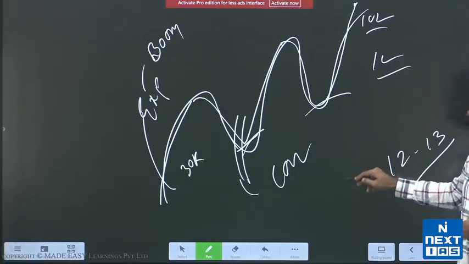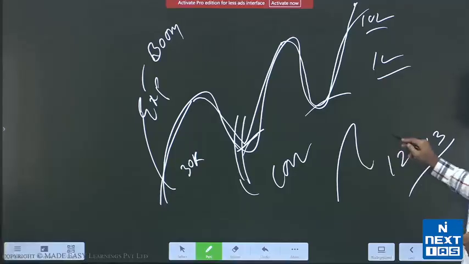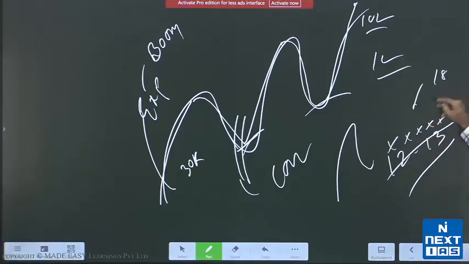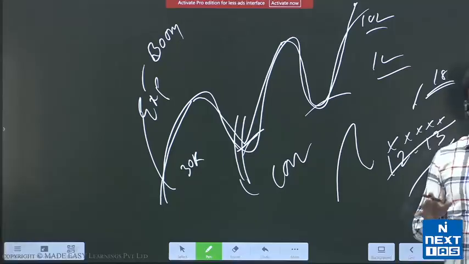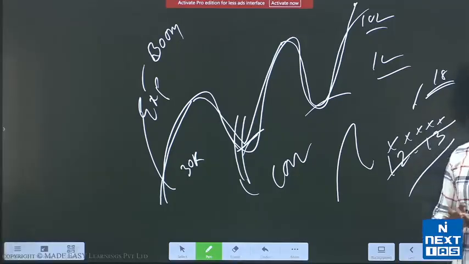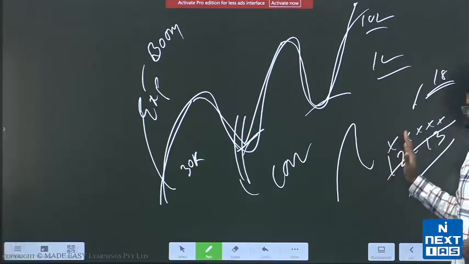Sometimes one of my friends, 5 attempts he didn't clear prelims. See his patience. 6th attempt he got 18th rank. Now he is posted in Tamil Nadu. So this is real life. You have to accept it.